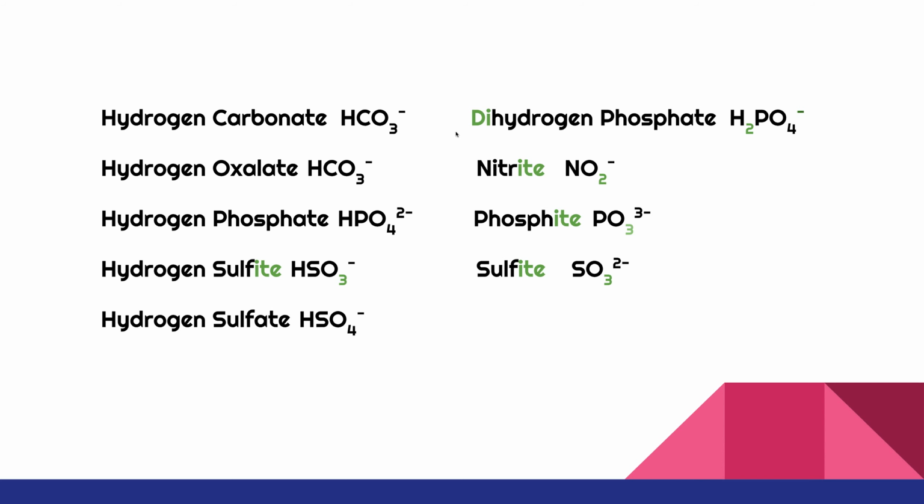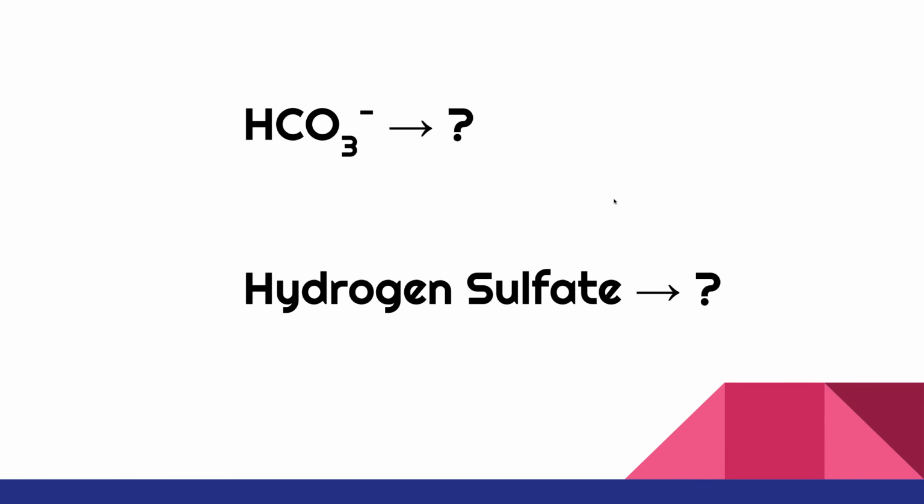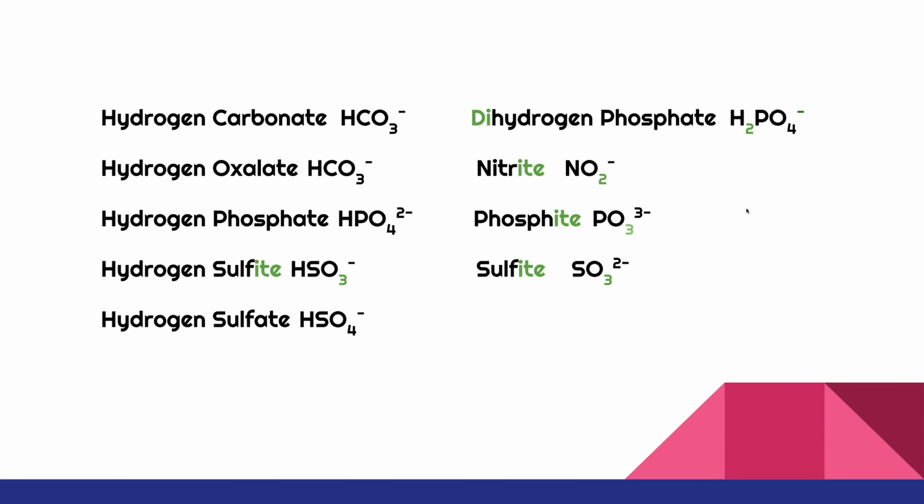And then when you have dihydrogen phosphate, remember the dihydrogen correlates to 2 hydrogens, and the phosphate is just the same thing here, except now that you have 2 hydrogens, this charge is going to go up by 2. So you're going to have a -1 charge here. Okay. So after you get all of those, you're basically done.